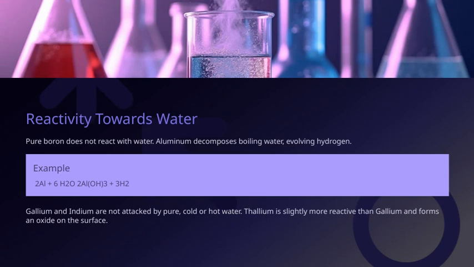Let's talk about reactivity towards water. Gallium and indium are interesting because they are not attacked by pure, cold, or hot water, which means they are quite resistant in those conditions. Thallium, on the other hand, is slightly more reactive than gallium and tends to form an oxide layer on its surface when exposed to water. This oxide formation is a key point because it affects how thallium interacts with water over time.